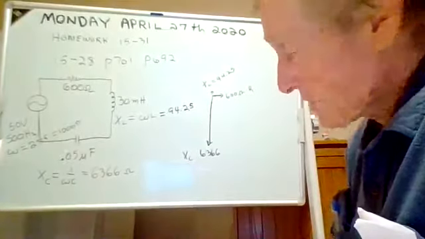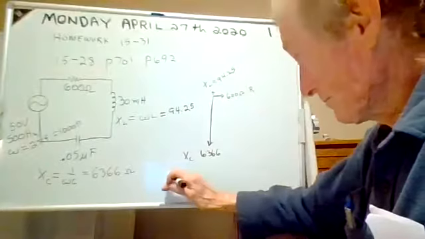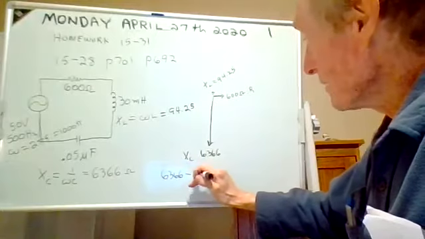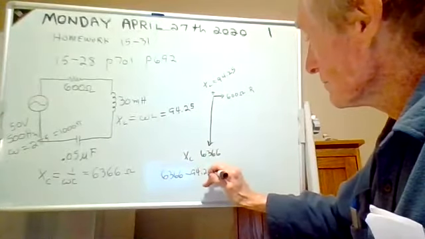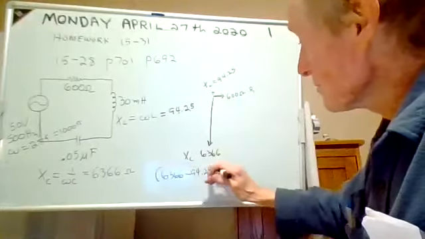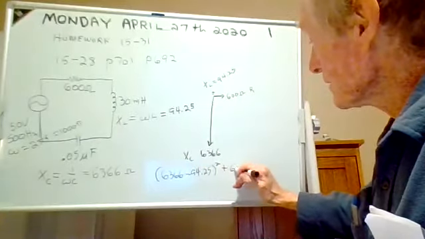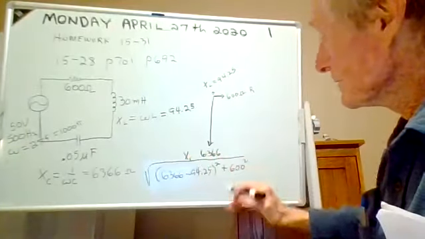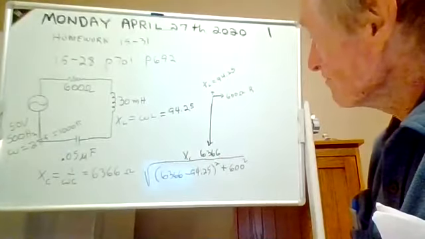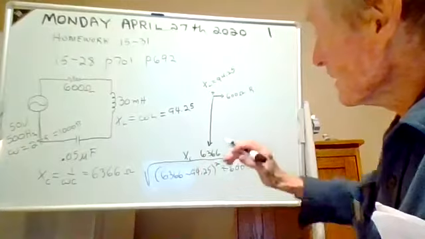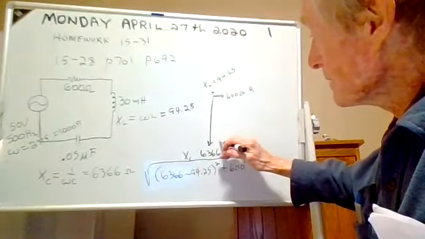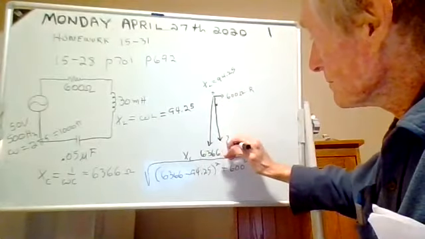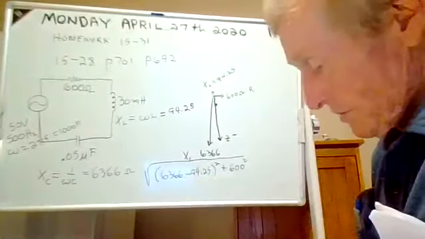Now we're going to get the impedance. Well, you have to subtract: 6,366 minus 94.25. Then you have to square that, square the 600, and take the square root. All right, let me do that. It's going to give you an impedance way down here. And it's going to equal this. Let me do that.